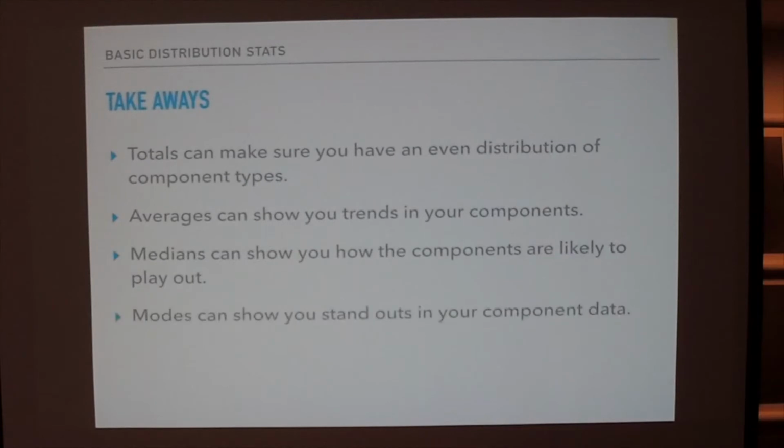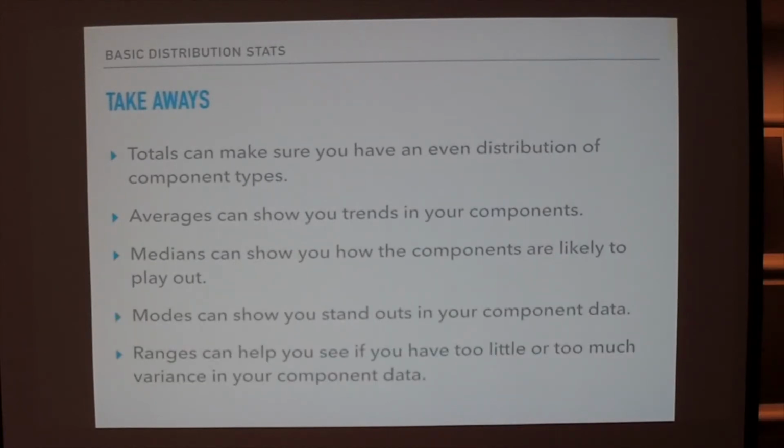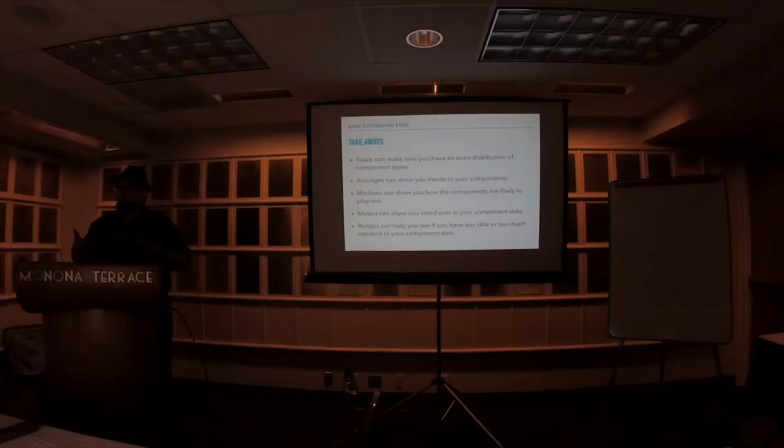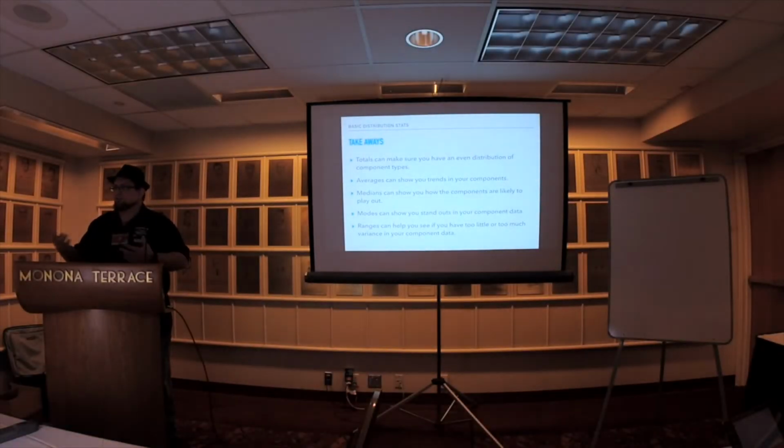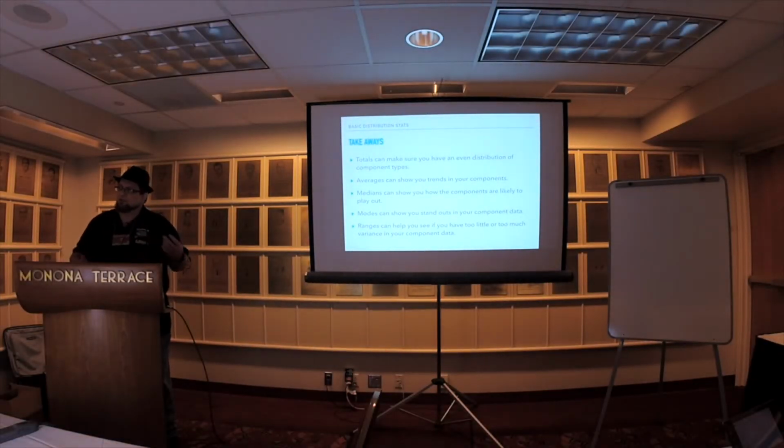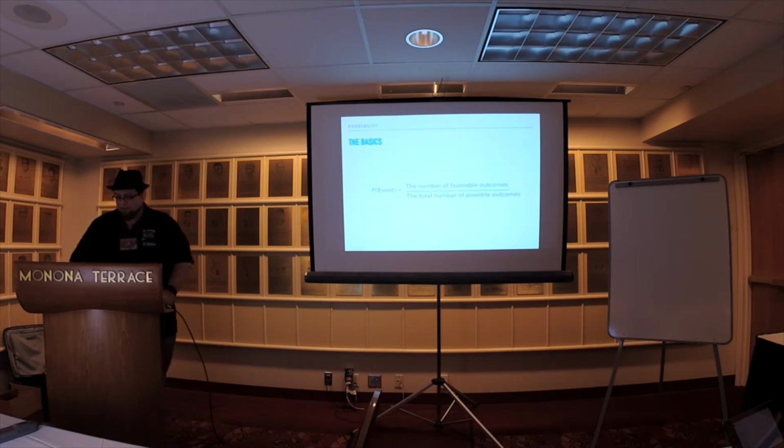Okay. And then finally, ranges can help you see if you have too little or too much variance across a whole set of objects. Now, this is very remedial stuff that I'm covering here. Maybe to some of you it won't be, but I wanted to get it out so that we all had a common language definition of some of these terms, because as we go through some of these other things, it may be useful to be able to converse and use the same language across all of us, all right?